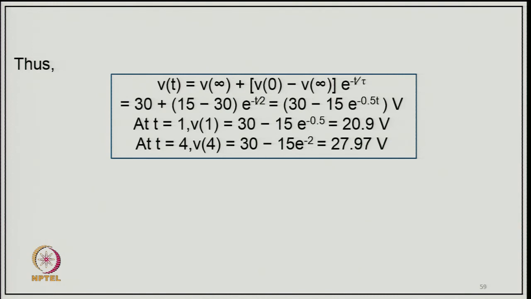At t equal to 1, the voltage V1 will be 30 minus 15 e to the power minus 0.5, that is 20.9 volts, and at t equal to 4 seconds, V4 will be 30 minus 15 e to the power minus 2, that will be equal to 27.97 volts, and that is how we define the response. Finally, it will go for very large time. You have seen that it started from 15 volts, after 1 second it has gone to 20.9 volts, then after 4 seconds it has gone to 27.97 volts.